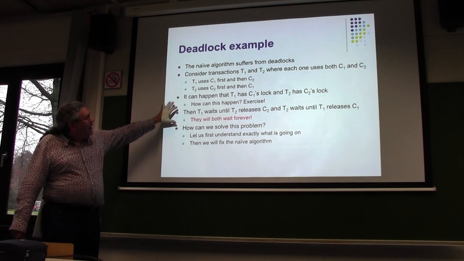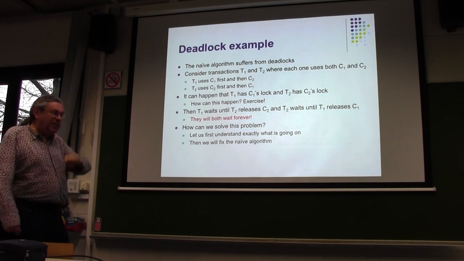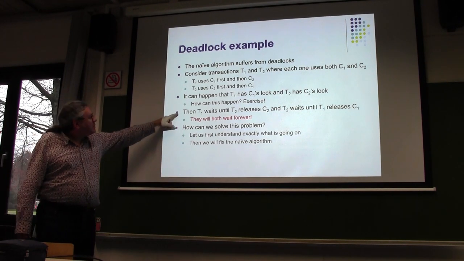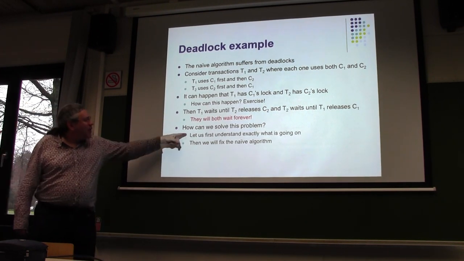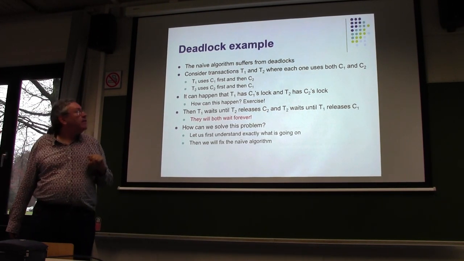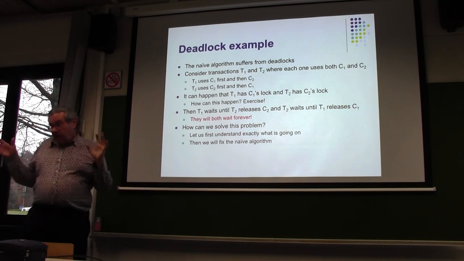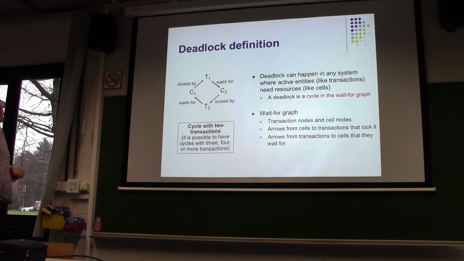So how do we fix that? The fix for this is not so simple. It's harder than just one magic wand. We need to think a little bit. There is some fundamental thing going on here, okay? So let's understand what's going on, and then we can fix it. So you see this naive algorithm, it's nice, but still something wrong. And the thing that's wrong is called deadlock.